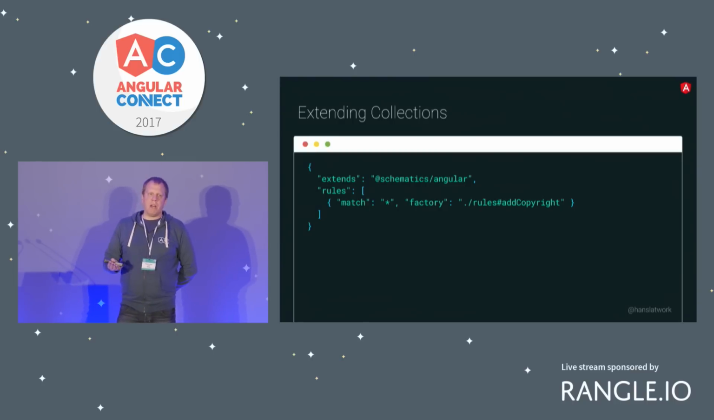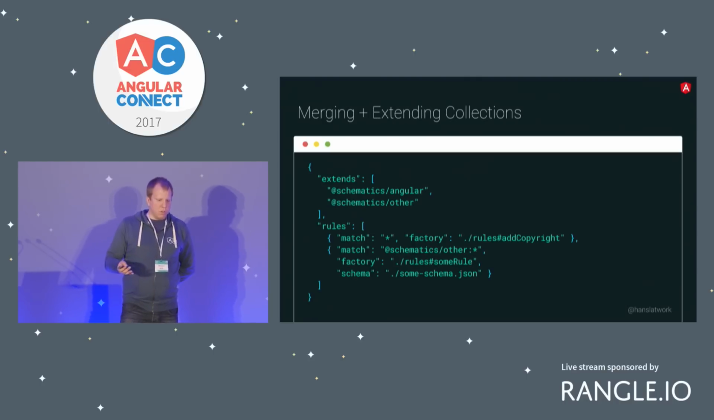So one thing that we're going to provide is the ability to add rules that will be applied at the end of other schematics. For example, if you want to add the copyright notice at the top of every source file, you could have an add copyright rule that is added to all the schematics that already exist in another collection, like the Angular collection. And of course, you can mix and match merging and extending to really go further and apply rules to some part of a schematic or some other.